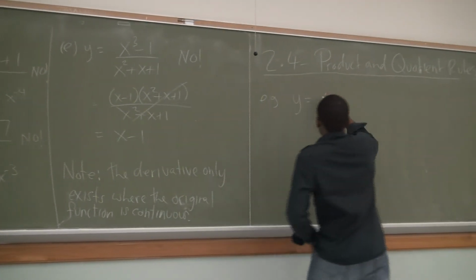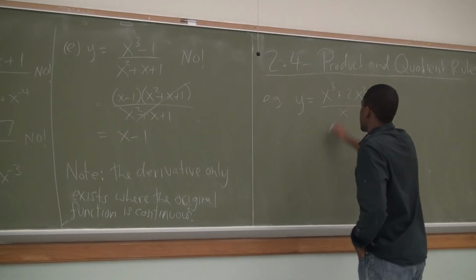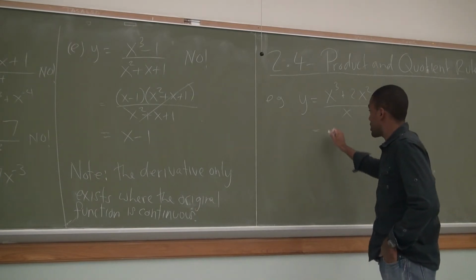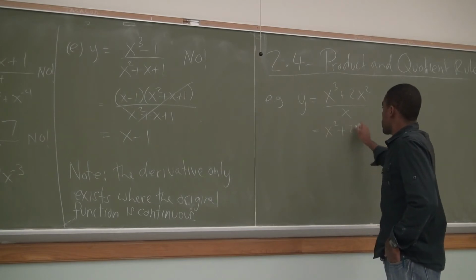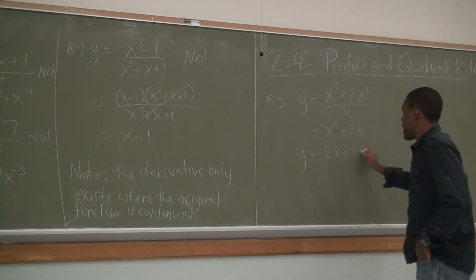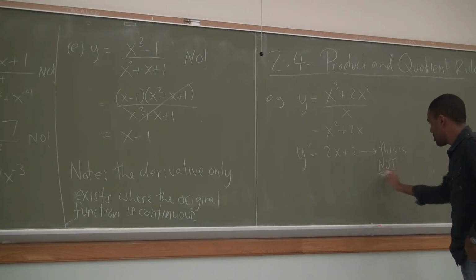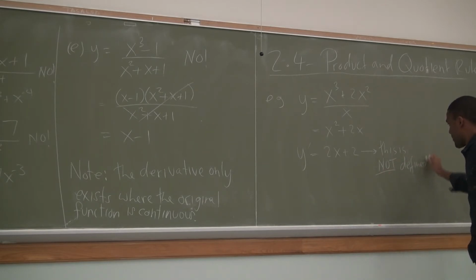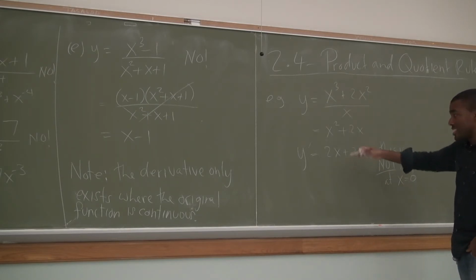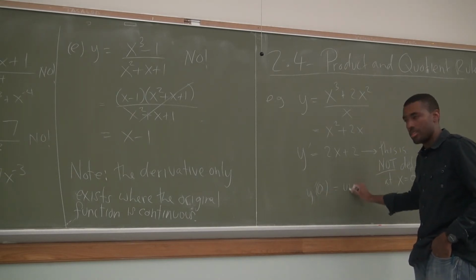So if I have this guy, x cubed plus 2x squared over x, I would not use the quotient rule first because x divides into that pretty nicely, right? I would just rewrite this as x squared plus 2x. And then I would say y prime is 2x plus 2. One thing you have to realize here is that this is not defined at x equals 0, right? Which means if someone said, differentiate this, and you did this, and then they ask you, what's y prime of 0? It's undefined, right?